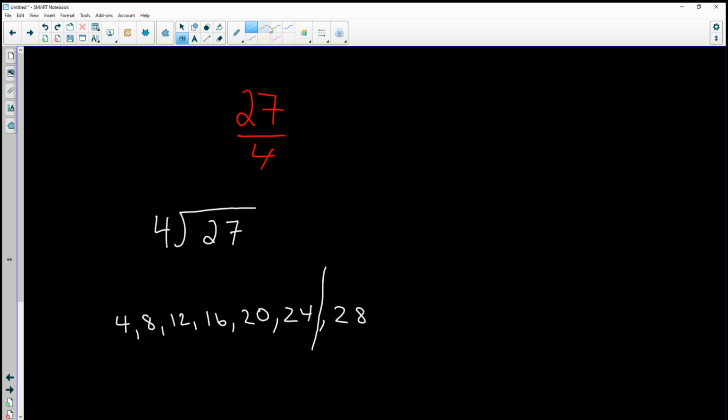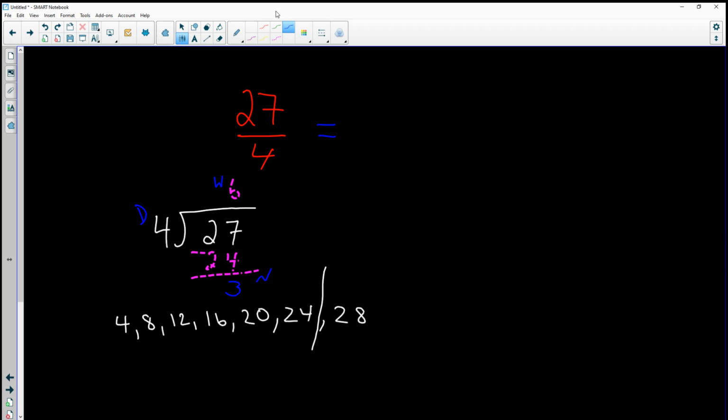So I'm just going to change colors here. So 4 goes into 27 6 times, which would give you 24. And I'm just going to change colors again. 27 take away 24 gives you a remainder of 3. Okay, and again, this becomes your whole number. This becomes your numerator, and this was the denominator.